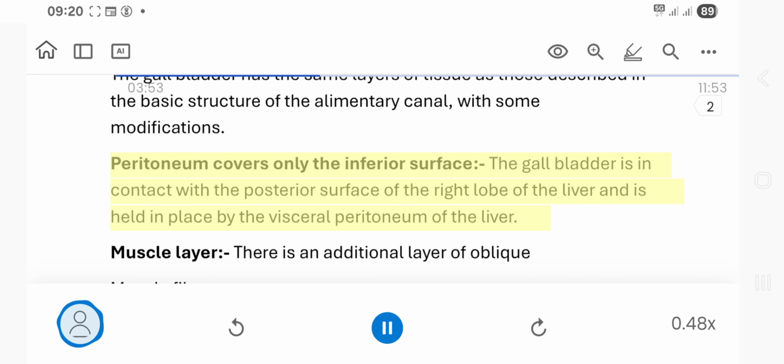Peritoneum covers only the inferior surface. The gallbladder is in contact with the posterior surface of the right lobe of the liver and is held in place by the visceral peritoneum of the liver.